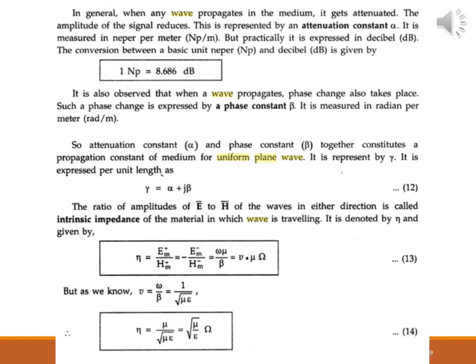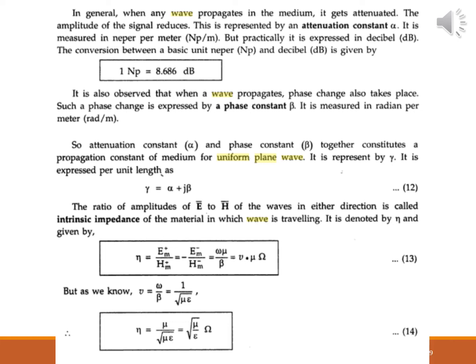If you see the attenuation constant alpha and the phase constant beta together, they constitute the propagation constant of the medium for a uniform plane wave, and that is represented by gamma. The propagation constant per unit length is given by alpha plus j beta. So that is the propagation constant of the medium. It's a complex quantity.